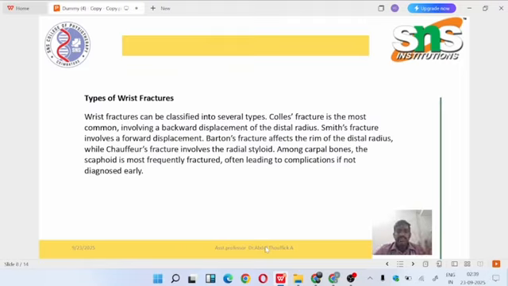Chauffeur's fracture, or radial styloid fracture, is where the radial styloid process gets fractured. Among the carpal bones, the scaphoid fracture is the most common and can cause serious complications if missed.